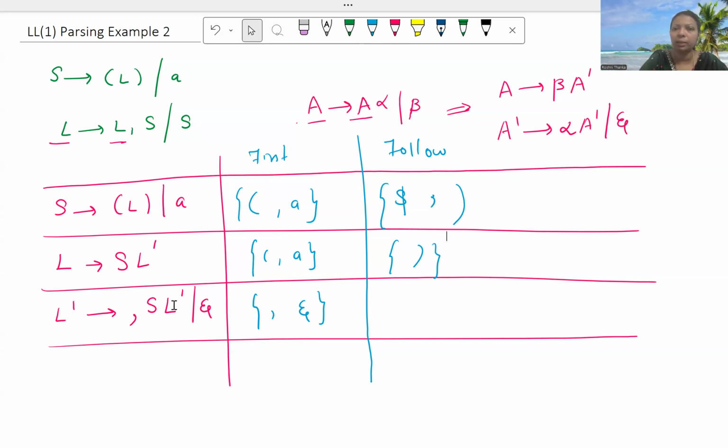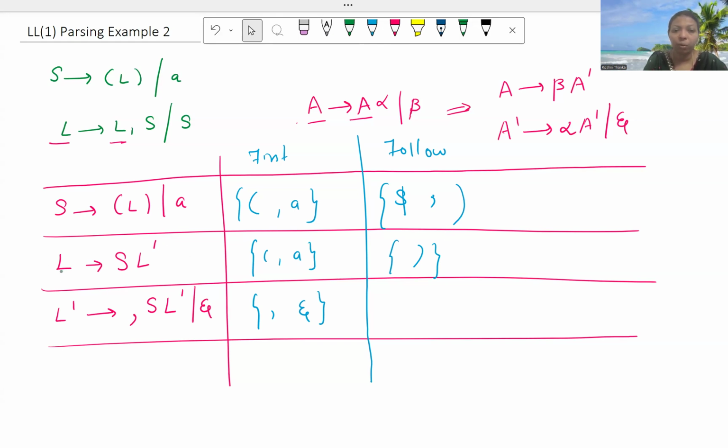The other one is epsilon. So you have to replace L dash with epsilon, which means after S, nothing will be coming. If nothing will be coming, then go and take the follow of L dash. So now we require the follow of L dash. Let us find it. If you see here in the L dash, after this, nothing is coming. So you have to go and find the follow of L.